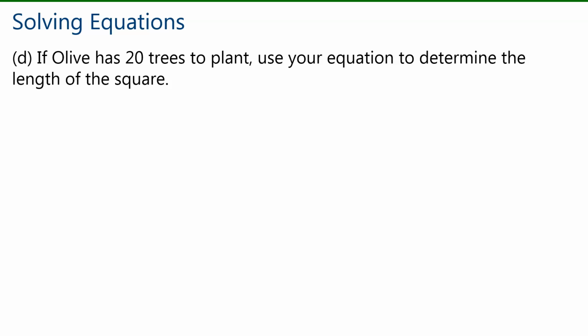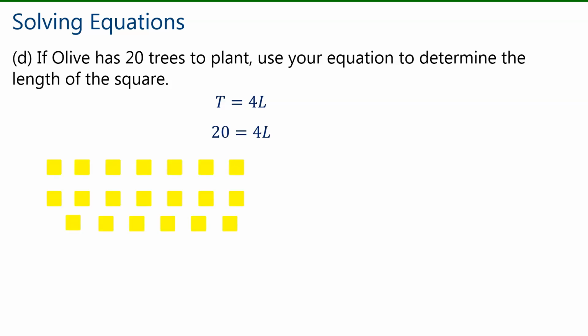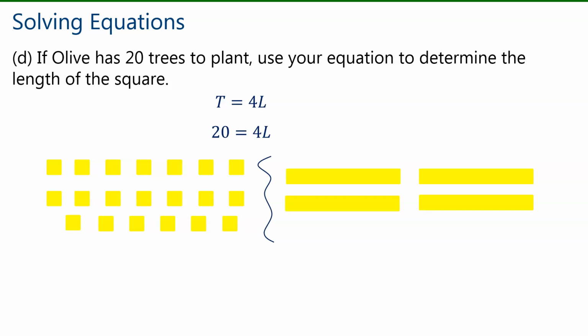Now if Olive had 20 trees to plant, use your equation to determine the length of the square. So in our equation, t equals 4L, 20 replaces the value of t. So we get this equation here. So to solve for L, the length of the square, let's use algebra tiles. So we'll start with 20 tiles on the left, and on the right we would have 4 of the rectangular tiles.